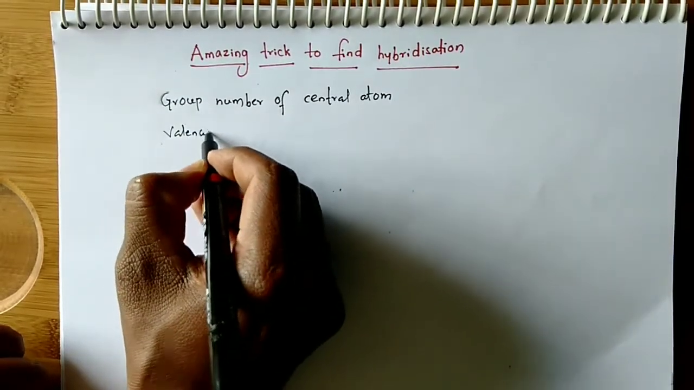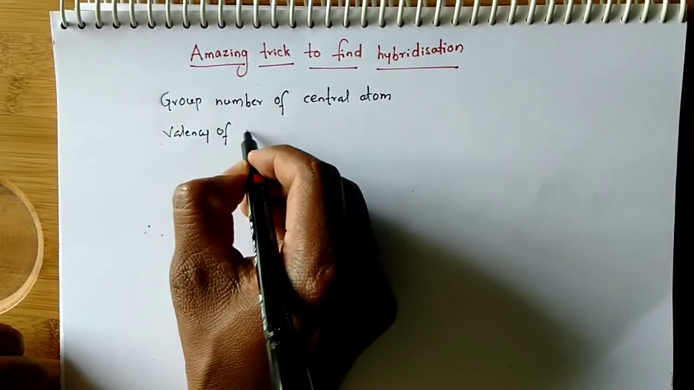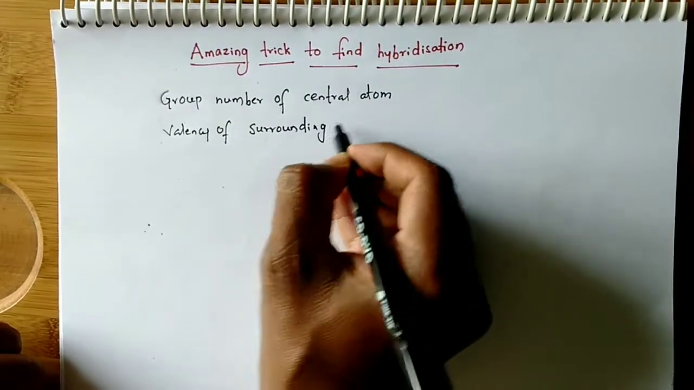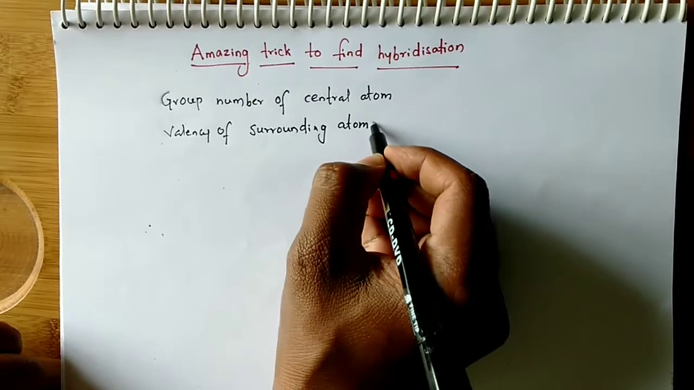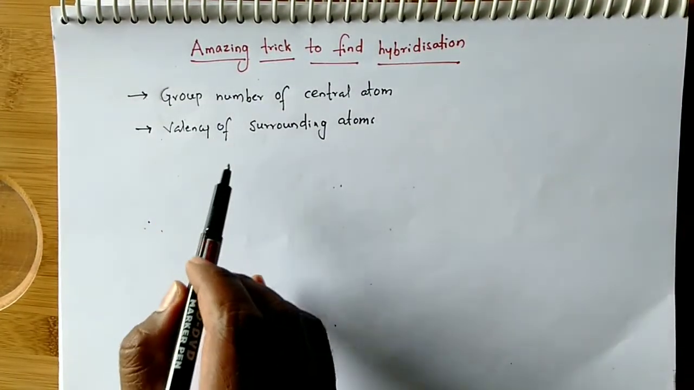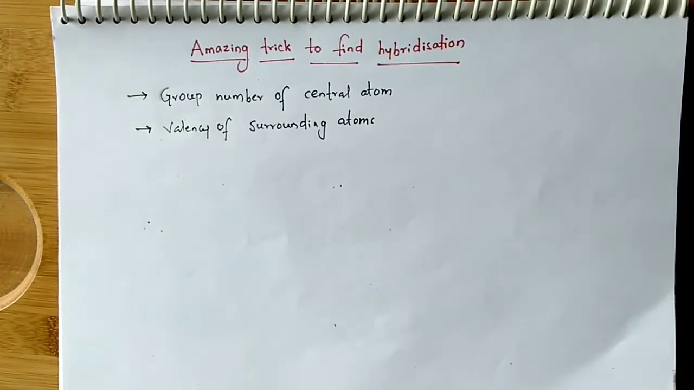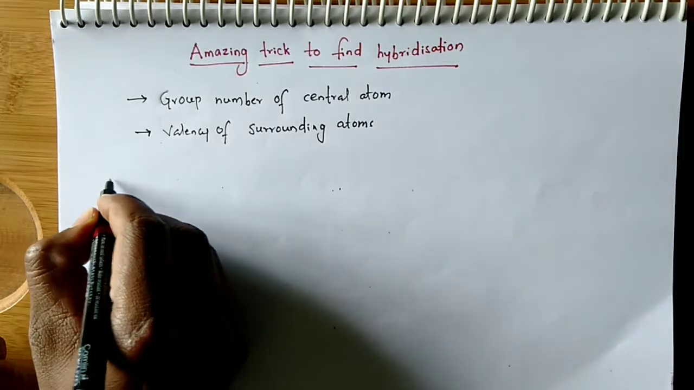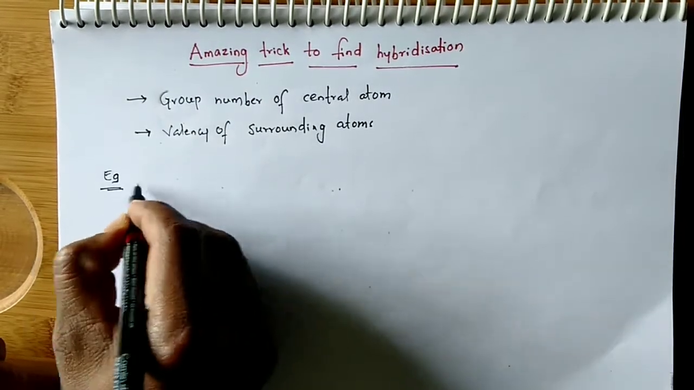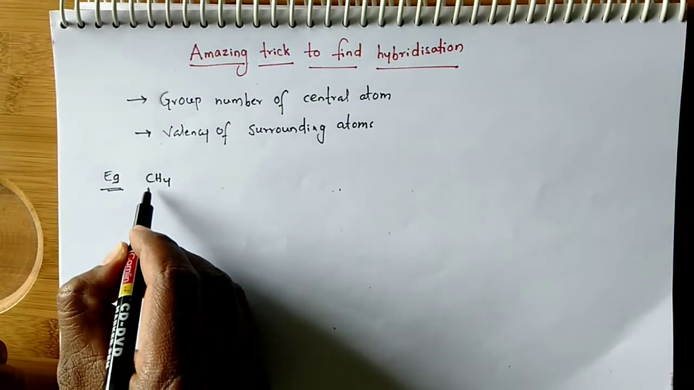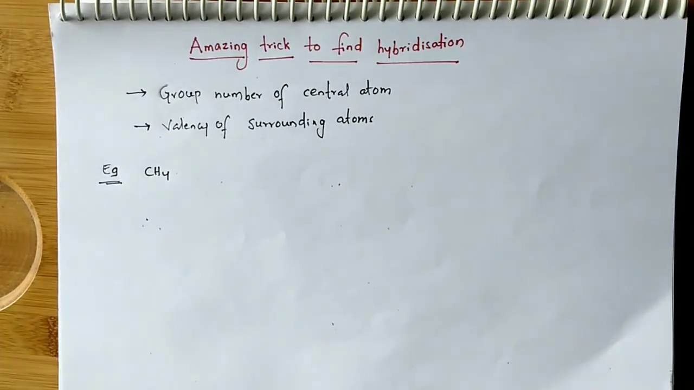And second, the valency of surrounding atoms. If you know these two perfectly, this trick is very useful. For example, what is the hybridization of carbon in methane? For that we must know what the central atom is and what the surrounding atom is.